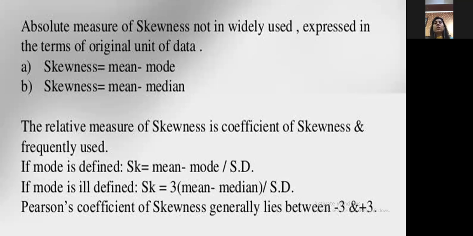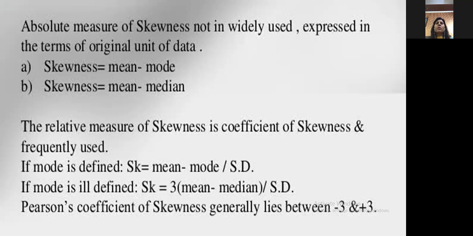It is expressed in the form of formulas. In the A part, you will see skewness is equal to mean minus mode. This is the first way of calculating skewness as an absolute measure. In the B part, you will see skewness is equal to mean minus median. This is the next method of finding the skewness as an absolute measure of skewness.